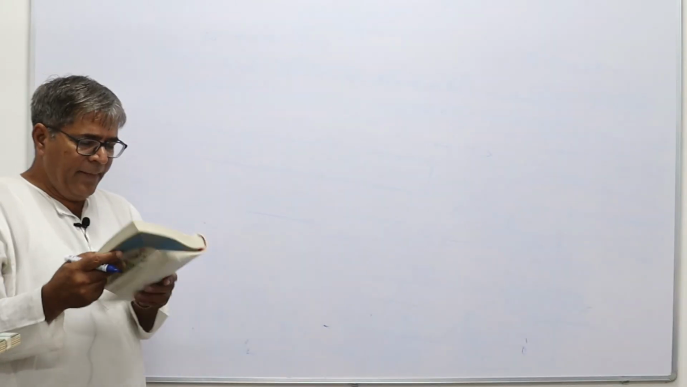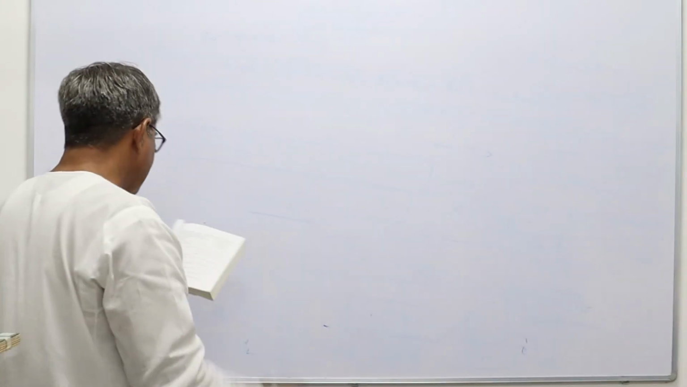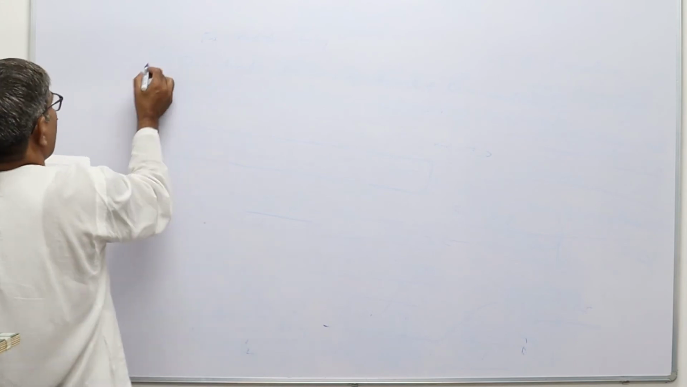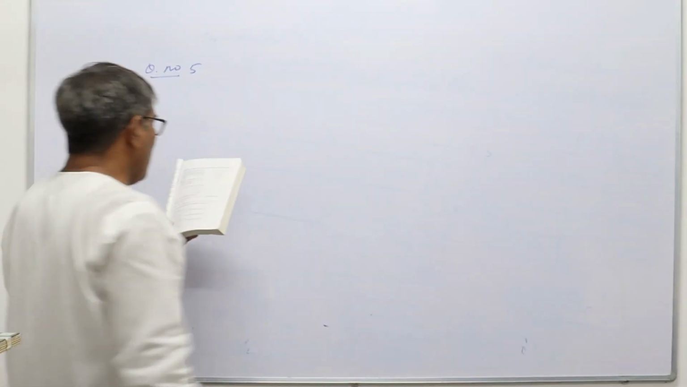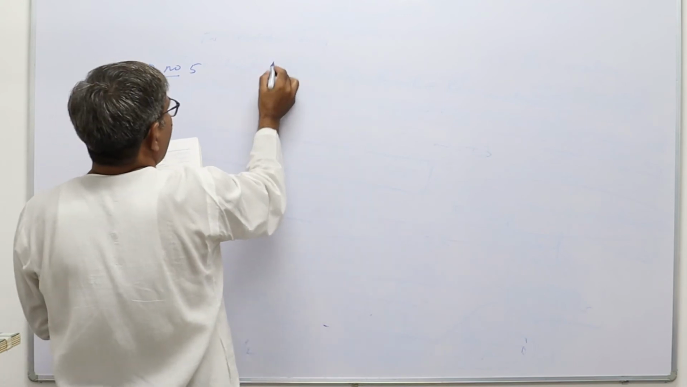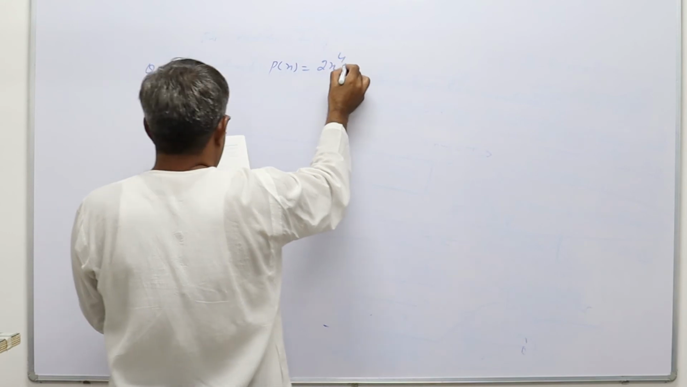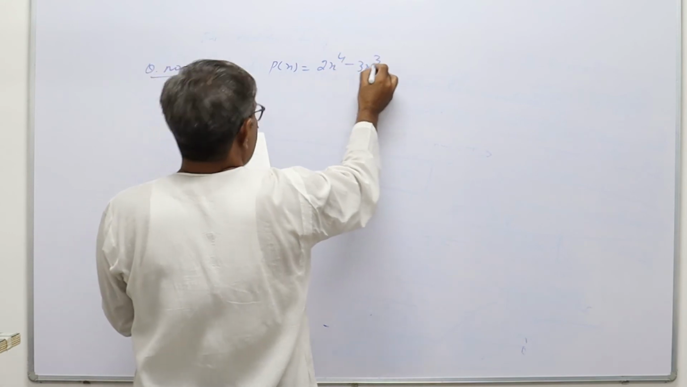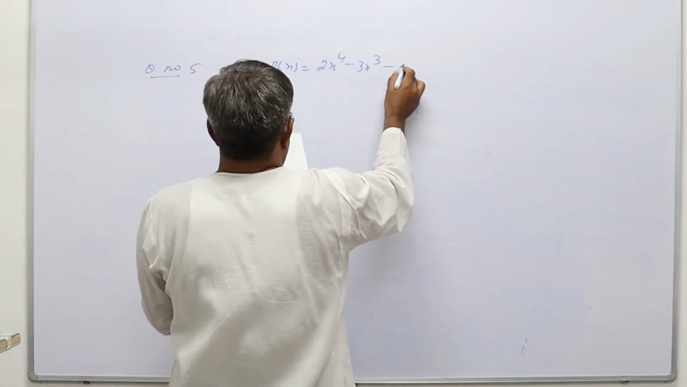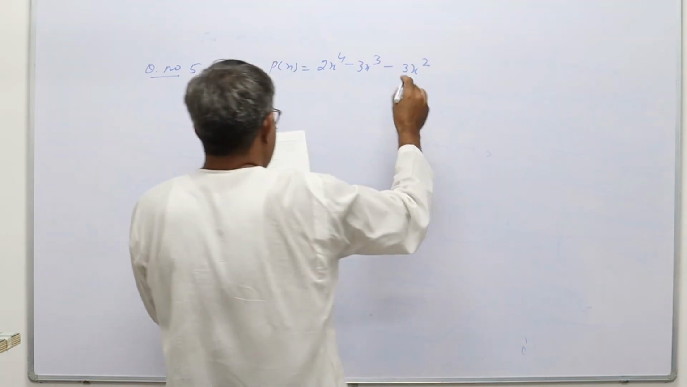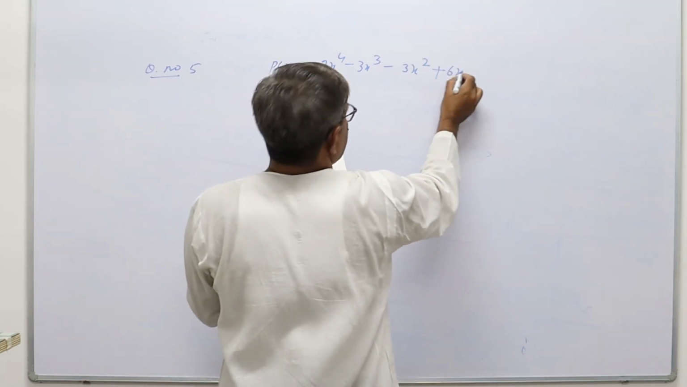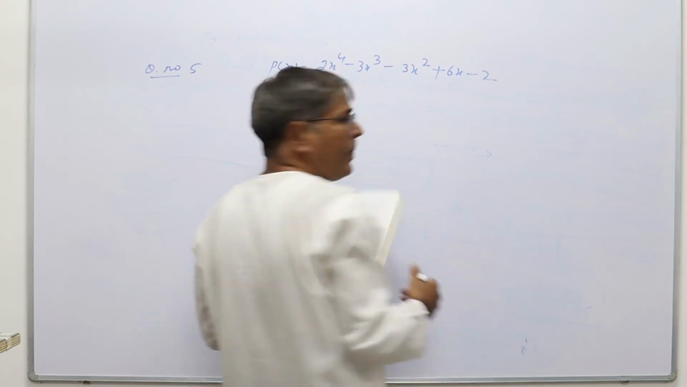One more example that's very important from the exam point of view, say question number 5. Find all the zeros of the polynomial p(x) equals 2x power 4 minus 3x cube minus 3x square plus 6x minus 2.